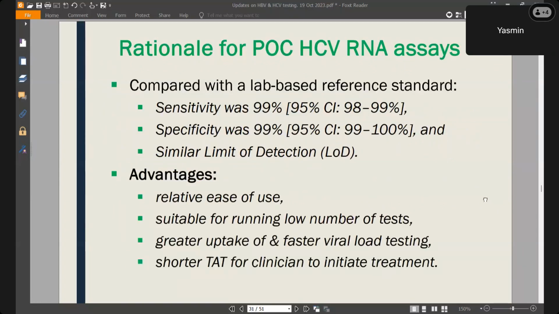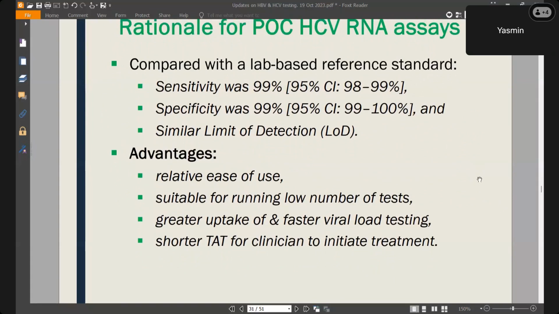Okay, now why this POC? Next, why this point of care? For one thing, it's comparable with the lab-based standard. In other words, it has a sensitivity of 99%, specificity of 90%, and its limit of detection is similar as well. So the beautiful thing is that the lab-based assay, lab-based PCR, does take a while, 2 to 3 hours. But the POC, which ironically we also have but use in our lab, takes only about an hour and is easy to use, right? And definitely suitable for low numbers. And of course, it is user friendly, with greater uptake and fast viral load testing. Because you get the result within an hour, it enables the clinician to initiate treatment as soon as possible, right? A shorter TAT. Next.